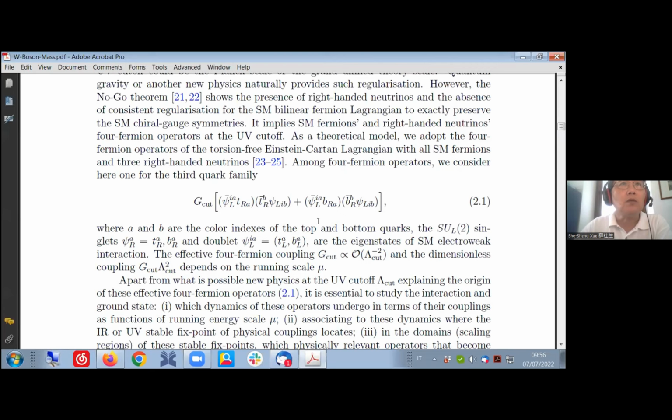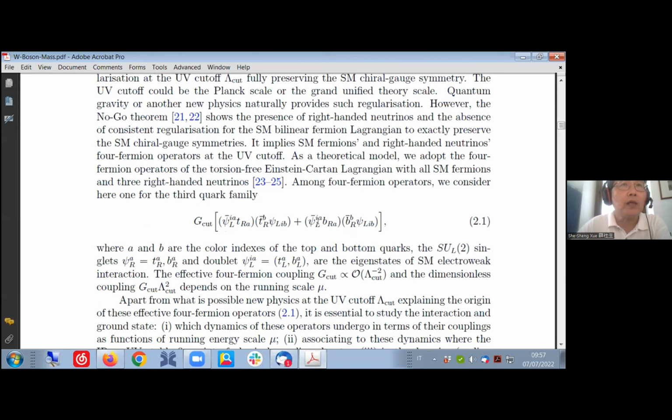Then we have two options. One from a theoretical principle, the other from an experimental observation. Fortunately today we have the Higgs discovery and also this W boson measurement is done. From the theoretical part, speculation, hypothesis, we start from 2.1, the four-fermion type interaction, a new interaction beyond the standard model. But what's the reason for this? There are two reasons, purely theoretical.